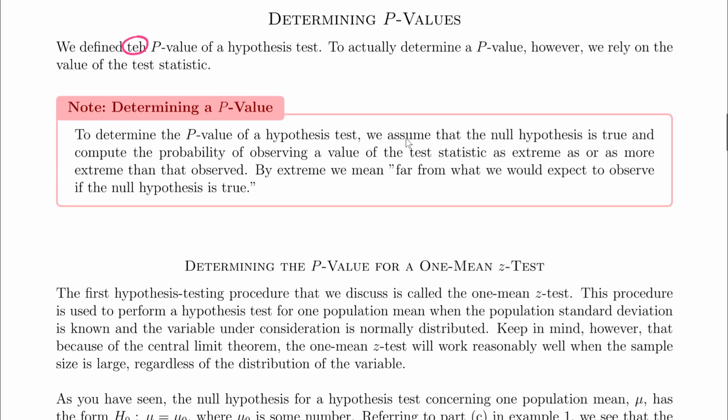So when we determine the p-value of a hypothesis test, we assume that the null hypothesis is true, and we compute the probability of observing a value of the test statistic as extreme or more extreme than that observed. By extreme, we mean that it is far from what we would expect to observe if the null hypothesis is true. Again, a lot of the terminology you'll get comfortable with as you see more examples.